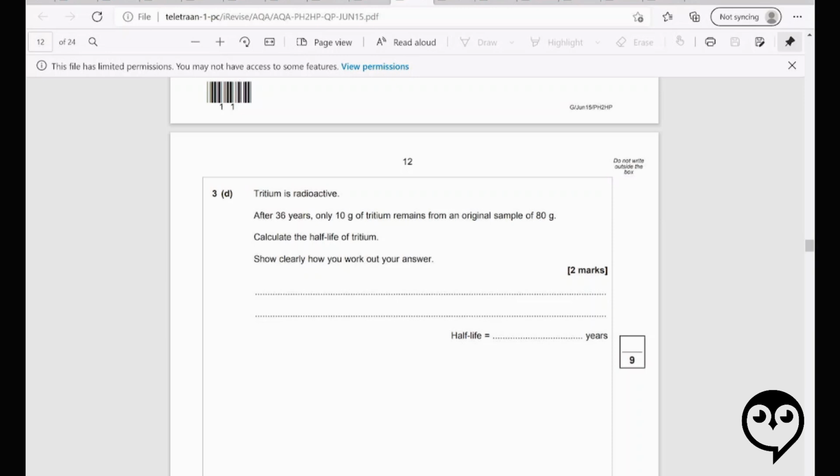And if you think about it, a half to the power of 3 is 1/8. 1/8 of 80 is 10. So there we go. We've shown our work, and we'll say the half-life is going to be, so if it's 3 half-lives we've gone through after 36 years, I would say our half-life must be 12.